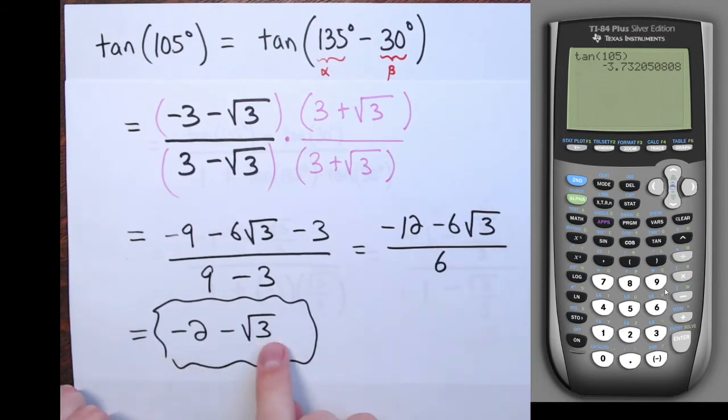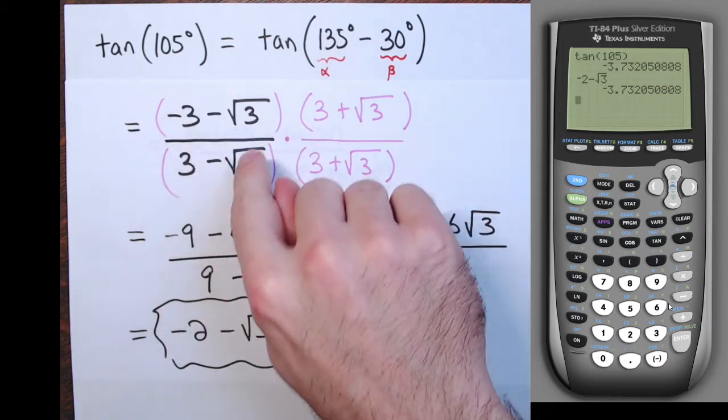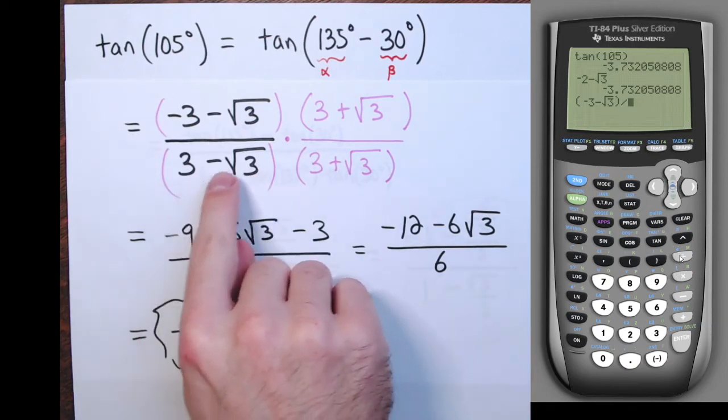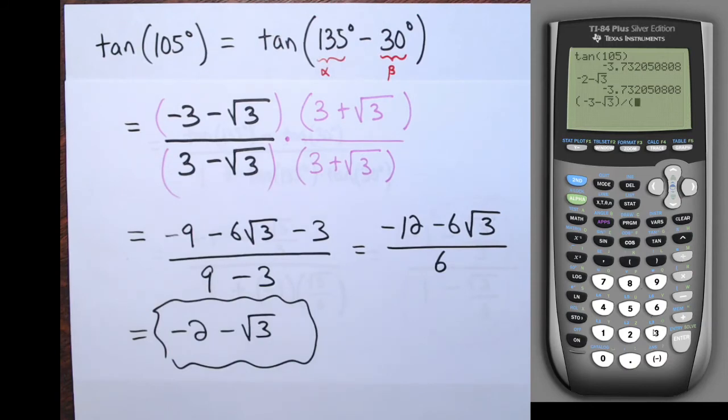Now let me enter what I circled here, negative 2 minus the square root of 3. And it's the exact same value. Fantastic. So this all worked out. All right. Now, like I said, you could have just entered this fraction too, right? Let the numerator have in parentheses, negative 3 minus the square root of 3, and then divided by, and then in the denominator put in parentheses 3 minus the square root of 3. And it'll be the same value. It should be if I did everything correctly.